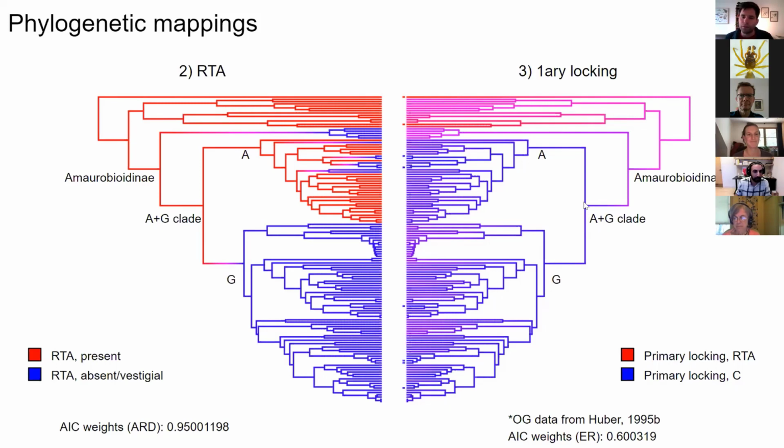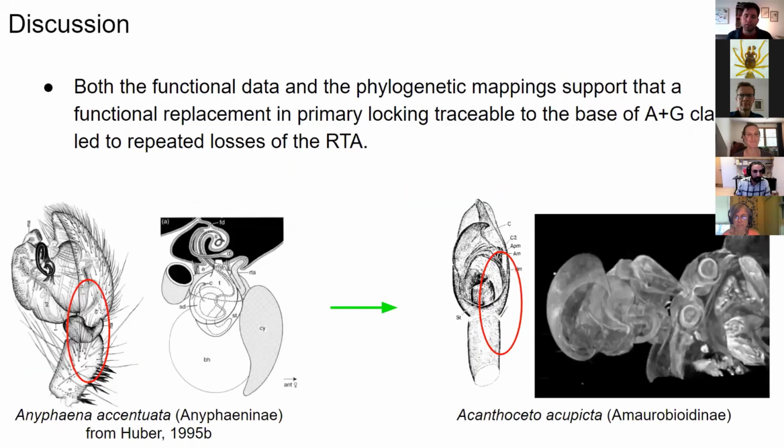So this acquisition here can easily explain these 5 independent losses within A+G clade. This means 5 out of the 6 independent losses, which is great. Therefore, the take-home message would be that both the functional data and the phylogenetic mappings support that a functional replacement in primary locking traceable back to the base of A+G clade led to repeated losses of the RTA.